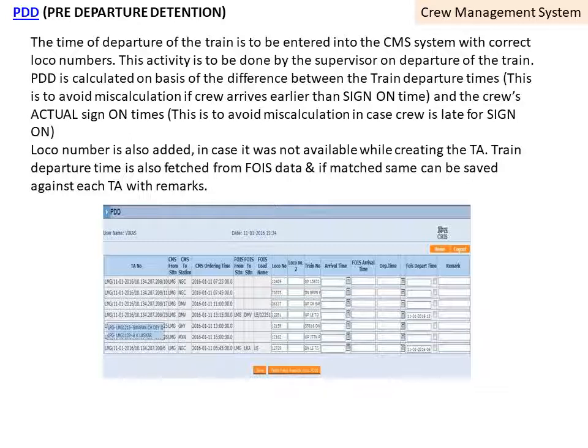PDD is calculated based on the difference between train departure times. This is to avoid miscalculation if the crew arrives earlier than signing on time, and the crew's actual signing on time. This is also to avoid miscalculation in case the crew is late signing on. This is nothing but train arrival minus signing on. The difference between signing on and train arrival is nothing but PDD.